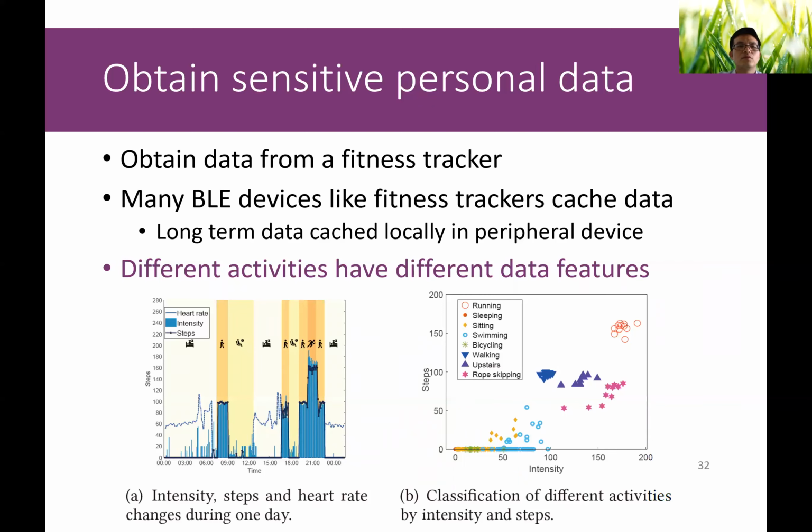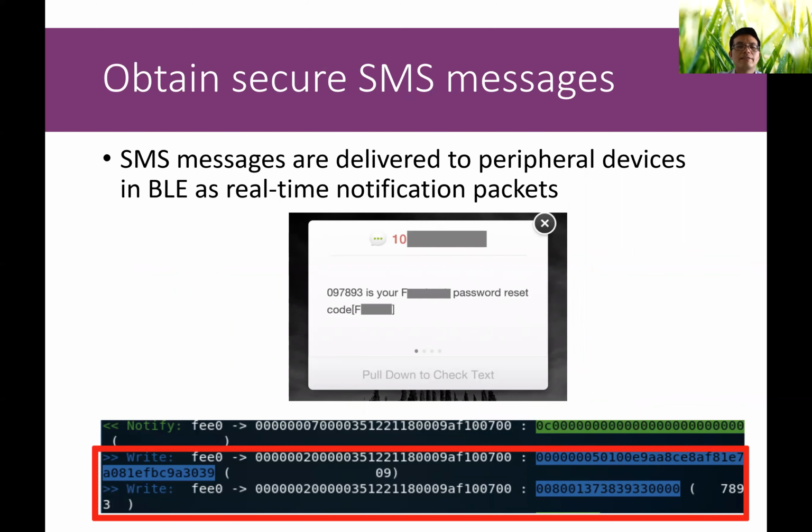We show that BlueDoor can obtain sensitive personal data from a fitness tracker, and we can derive detailed user activities based on those personal data. This indicates a severe problem in privacy leakage. We further show that we can obtain secure SMS messages, as those messages are often delivered to peripheral devices in BLE as real-time notification packets. Unfortunately, those messages are often used for verification code delivery for a large portion of websites.